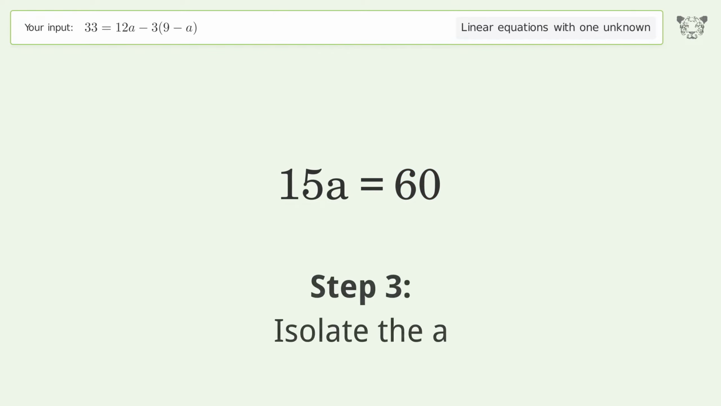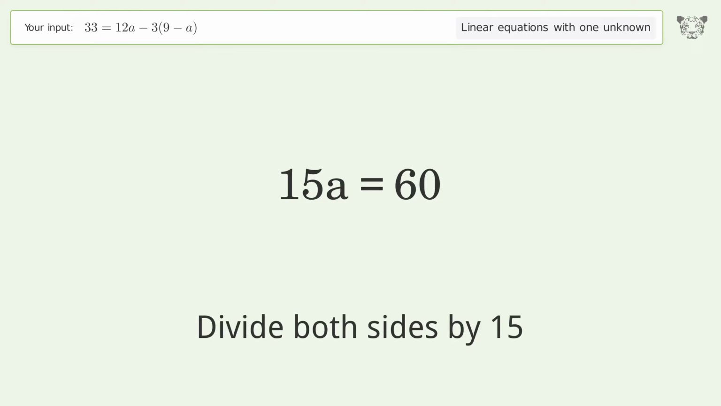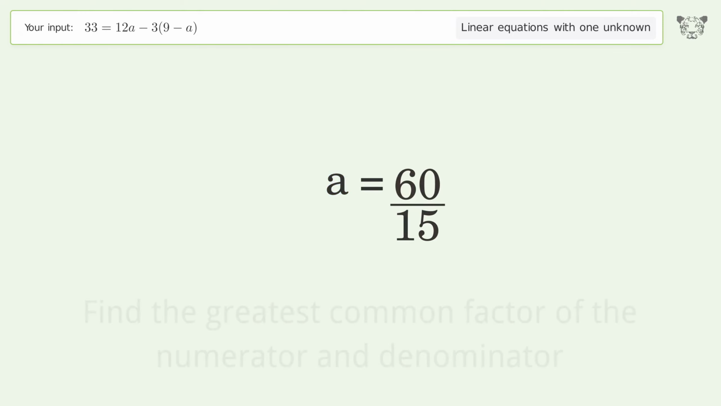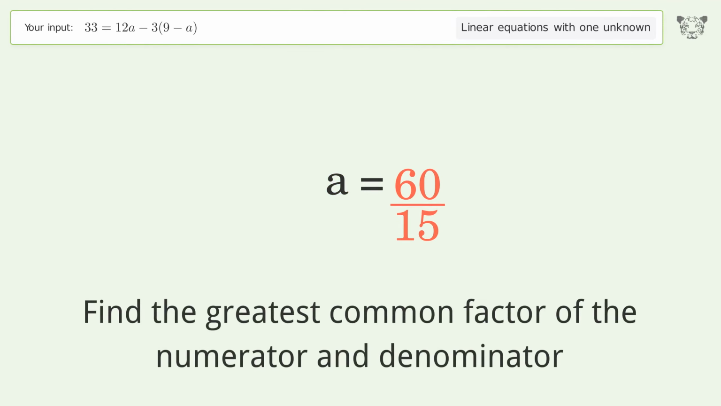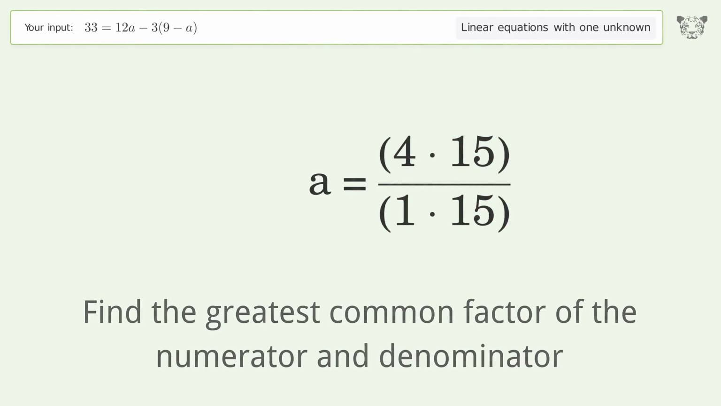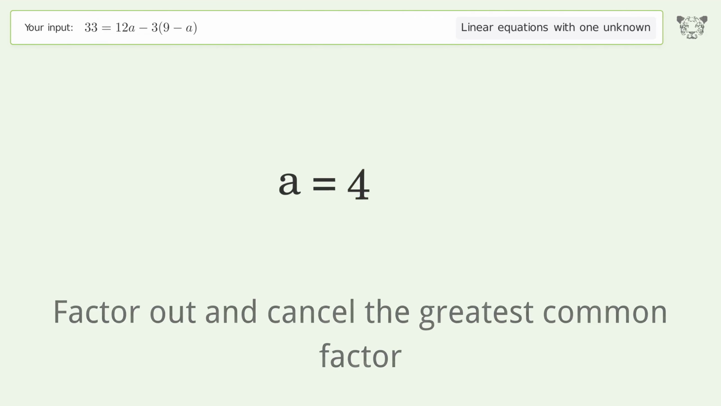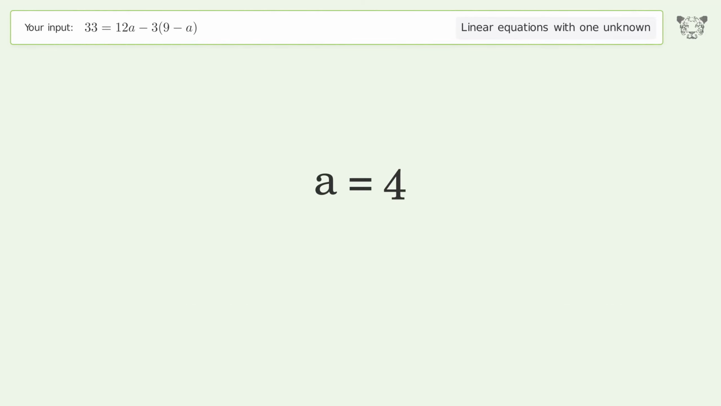Isolate the a. Divide both sides by 15. Simplify the fraction. Find the greatest common factor of the numerator and denominator. Factor out and cancel the greatest common factor. And so the final result is a equals 4.